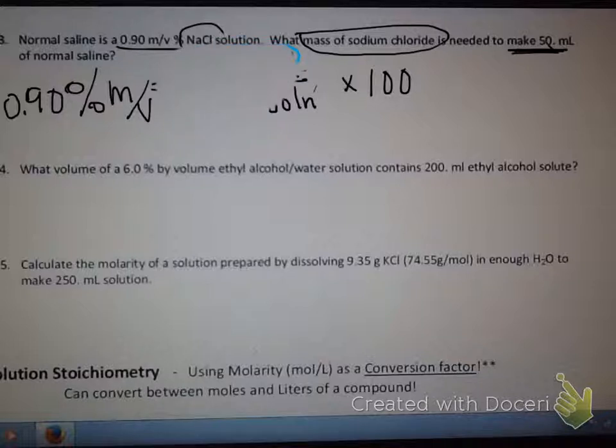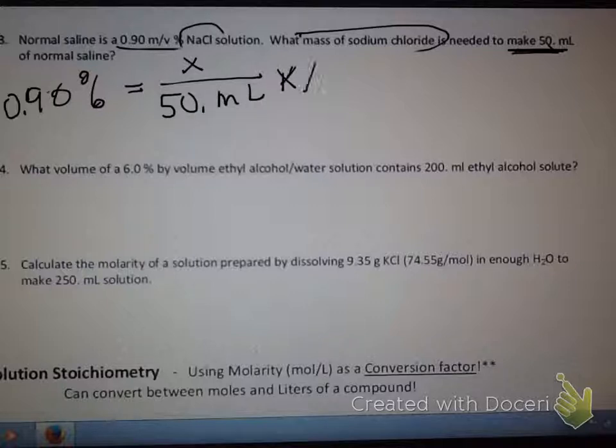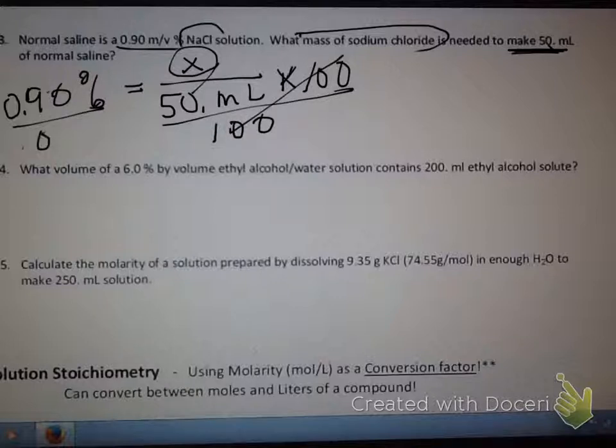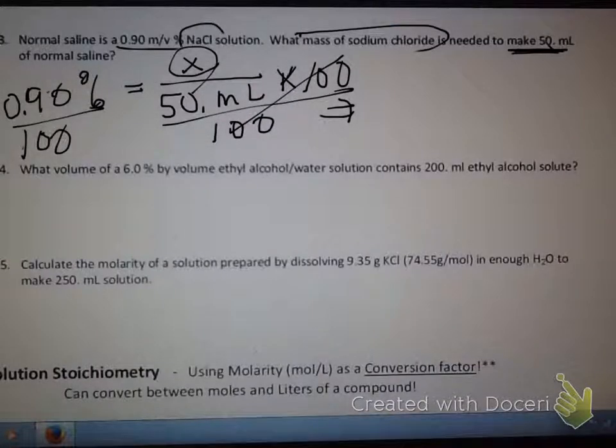I'm going to simplify that so I can actually see what I've written. So we've got 0.90% equals x, the grams of sodium chloride, over the milliliters of solution, 50 milliliters, times 100. Okay, now I'm going to do some simple algebra here. I want to isolate x. So the first thing I have to do is get rid of the 100 here. So I'm going to divide both sides by 100 to get the percent out.